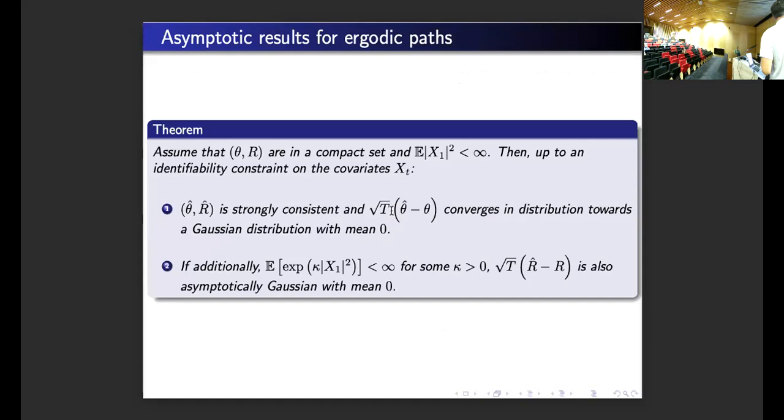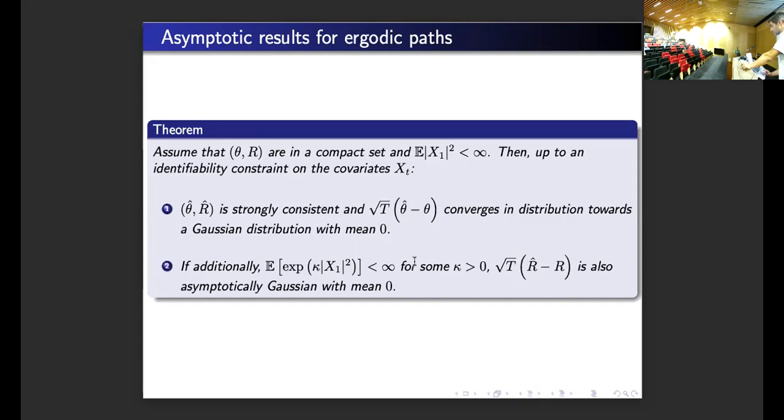If I have a second moment and a classical compactness assumption for the parameters, up to an identifiability constraint on the covariate, which is a linear independence but not very costly, we have strong consistency and asymptotic normality for all the parameters. What is a bit surprising here is that for getting asymptotic normality of the correlation matrix of the Gaussian component, I have a very, very demanding moment assumption.